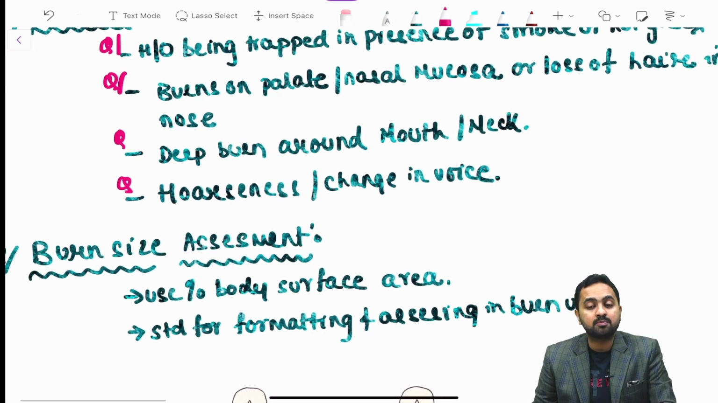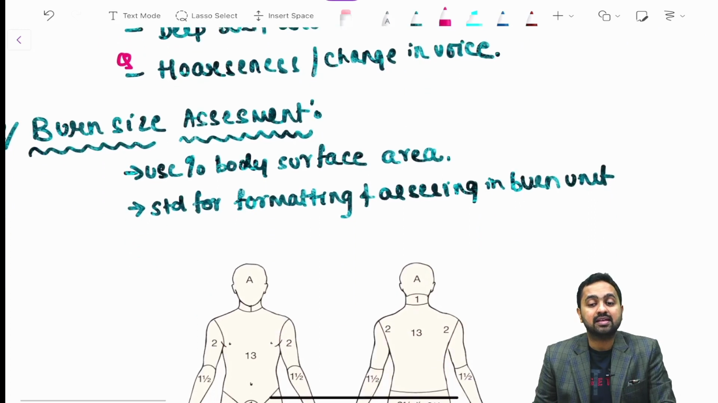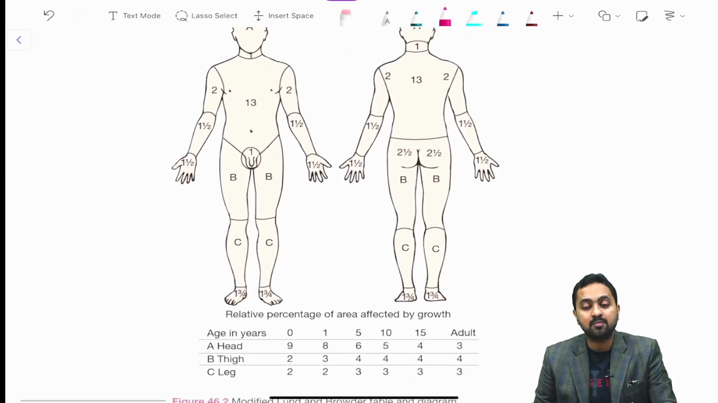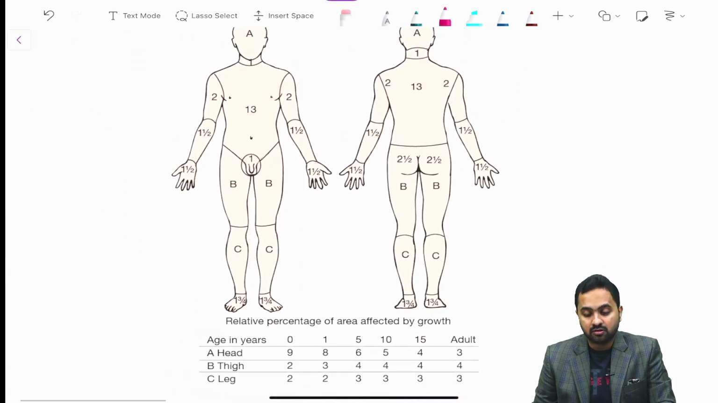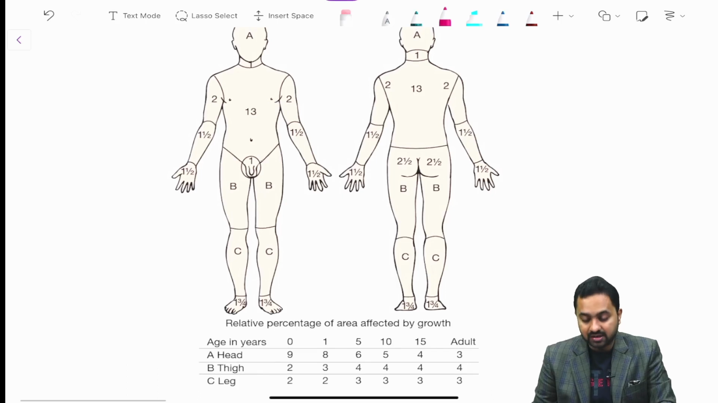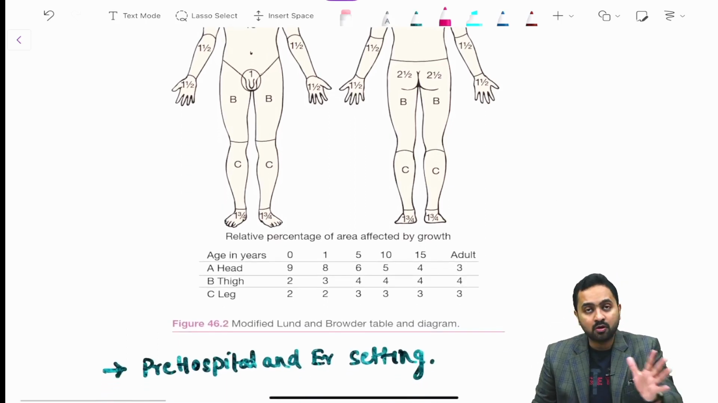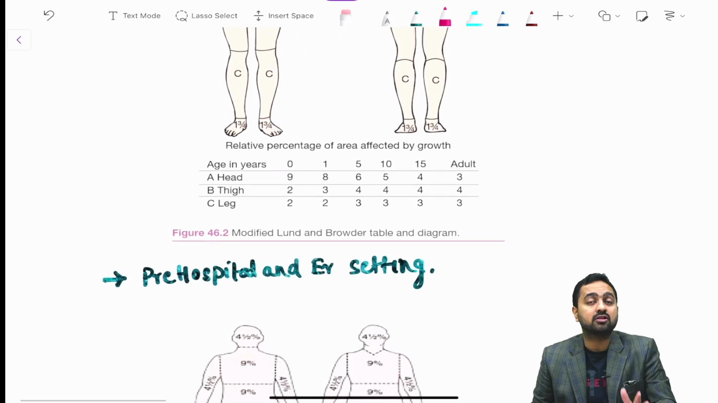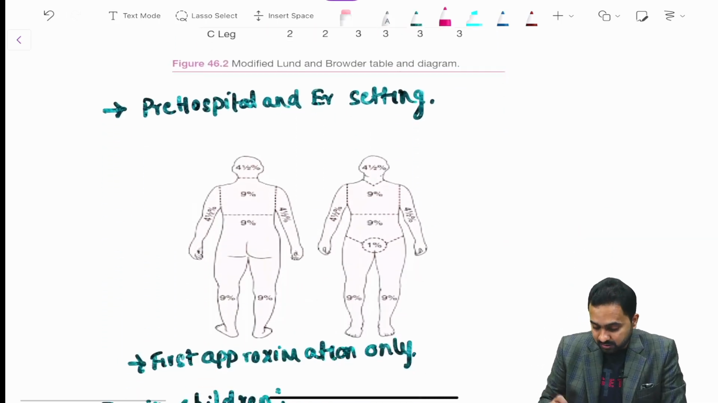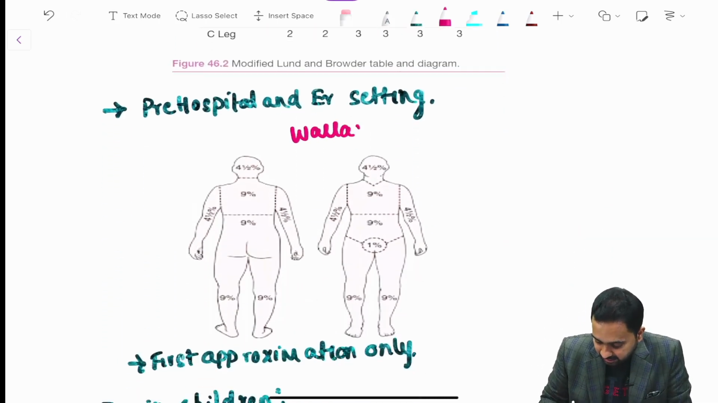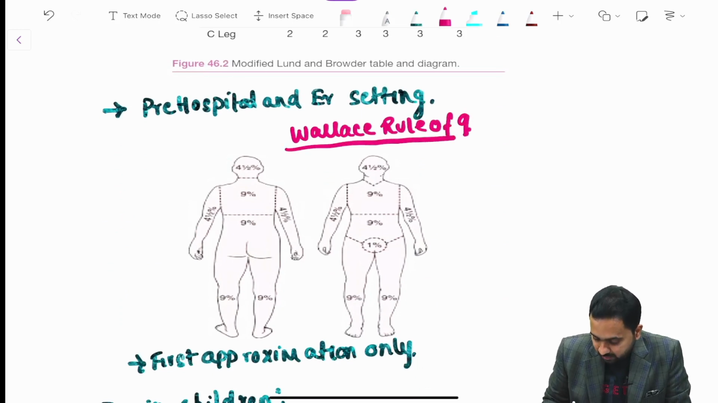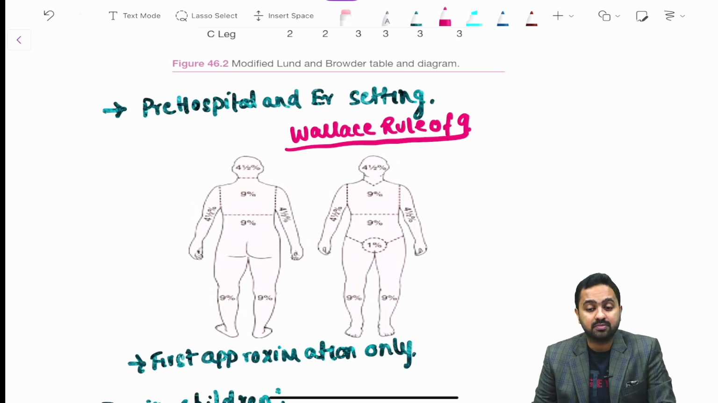Now the next is regarding burn size assessment. So we use the percentage body surface area, and the standard for formatting and assessing in a burn unit is the Lund and Browder chart. So this is the Lund and Browder chart where the relative percentage is given as per the body surface area involved. Now, in the pre-hospital and emergency setting, for a first-hand approximation, we use the Wallace rule of 9. Please remember, it is your first approximation only.